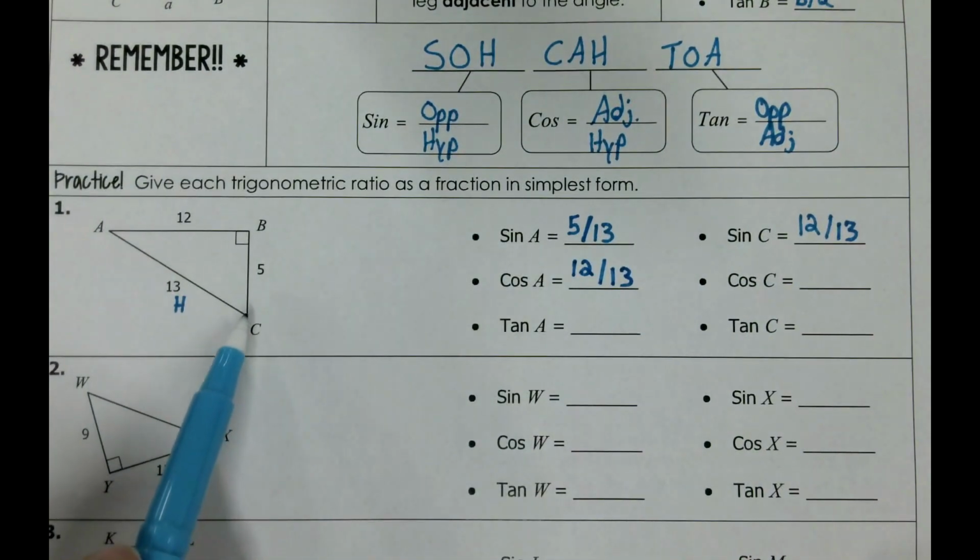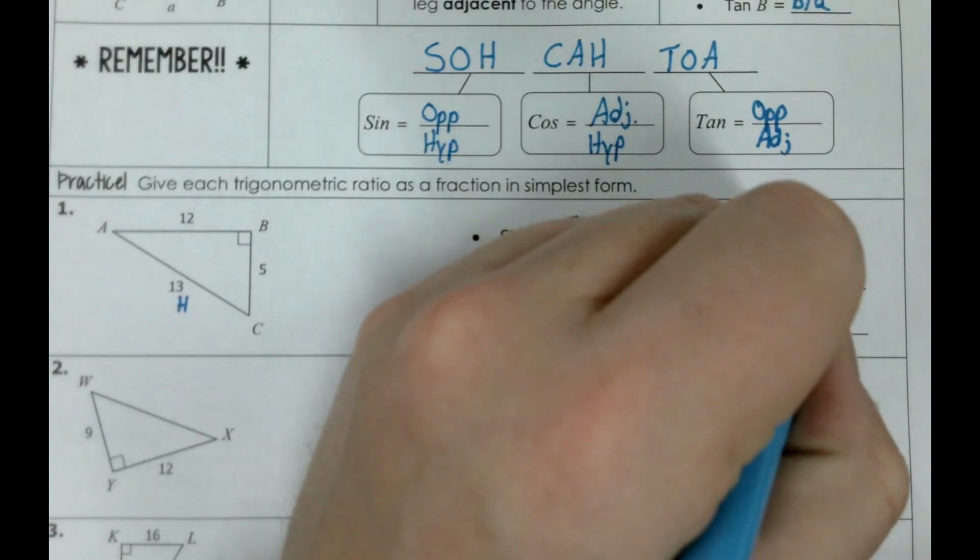And if we switch to C here, adjacent to C is 5, and the hypotenuse is still 13. Again, look at the pattern here. Sine A and cosine C are the same, and cosine A and sine C are the same.